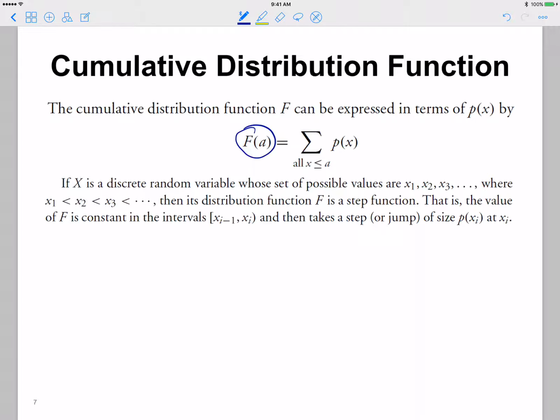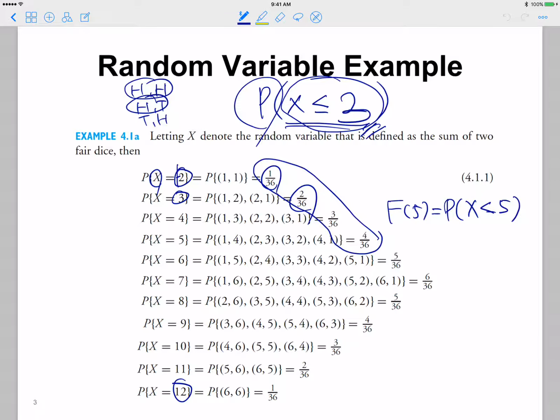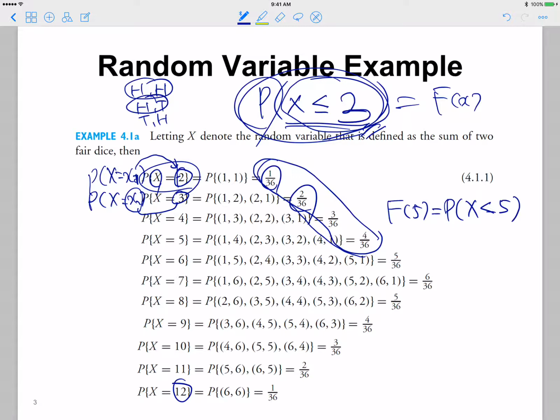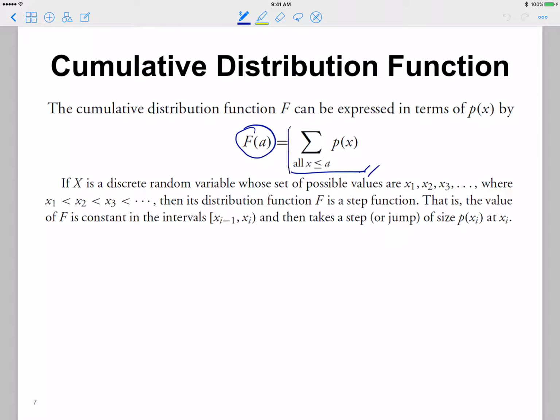And then the cumulative distribution function is represented by this. So this is P of x is xi, or x1 for example, and x1 is 2 in this case. P of x is x2, then x2 is 3. And then this, f of x, our cumulative distribution function, is simply summing all these up, right? So such a summation is represented by this.